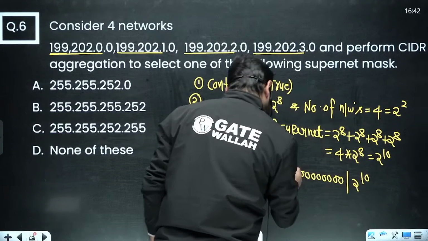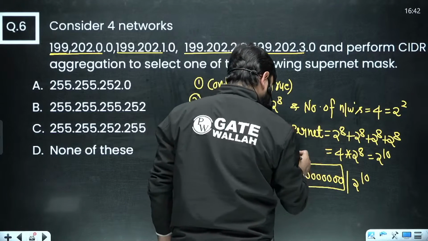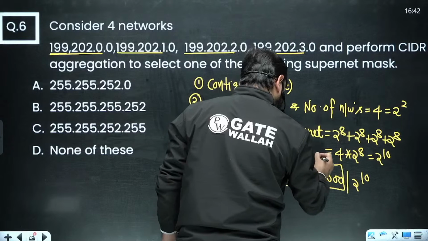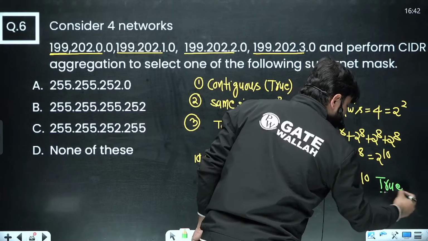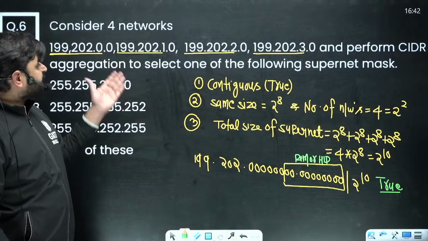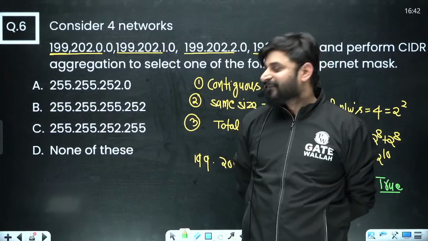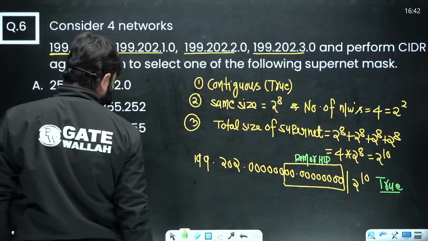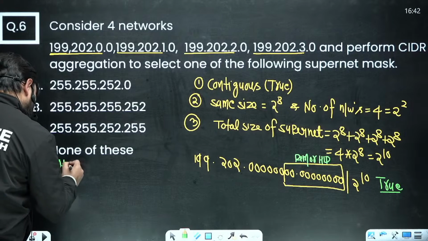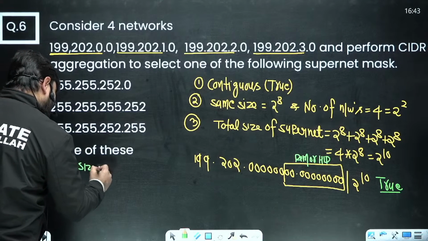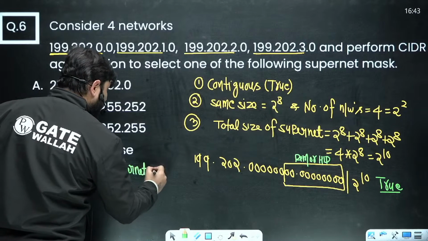The last 10 bits represent the remainder, or host ID. So is it true or not? Yes, true, so this is also true. What are they asking? They're asking only the supernet mask, and the supernet mask depends on the total size of the supernet. So how much is the total size of the supernet? It is equal to 2 power 10.